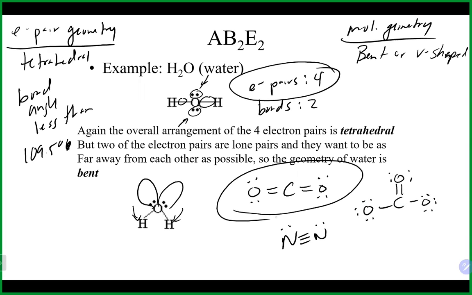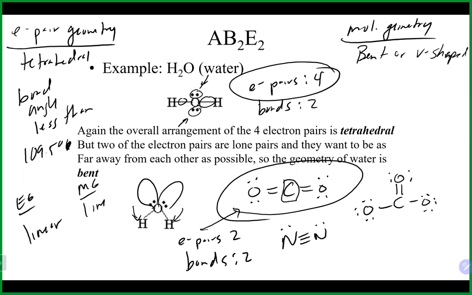So for this one here, the electron pair geometry and molecular geometry should be... It has how many electron pairs around the central atom? It has 2, as each of the double bonds counts as only 1. And bonds, it has 2 as well. So linear for the electron geometry, and the molecular geometry would be linear as well for that guy.